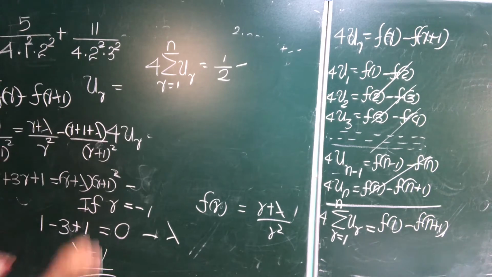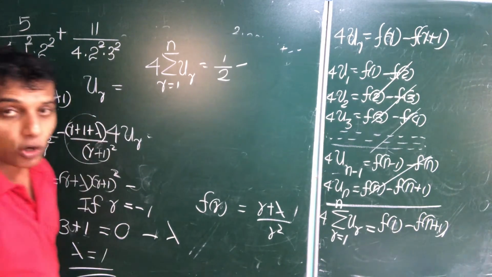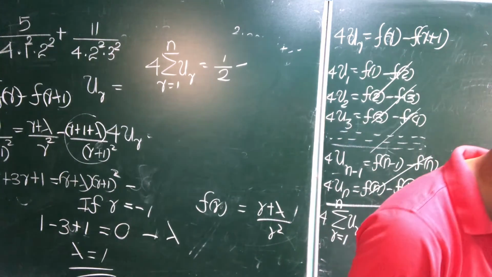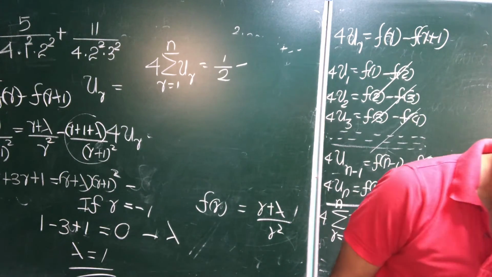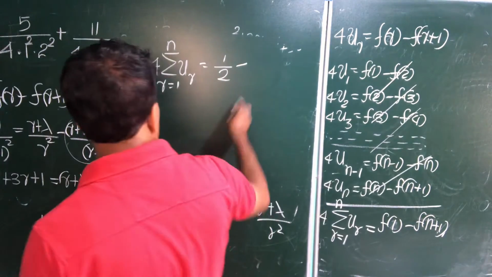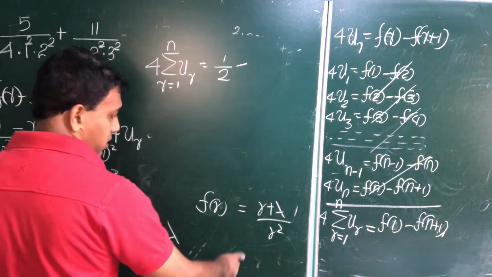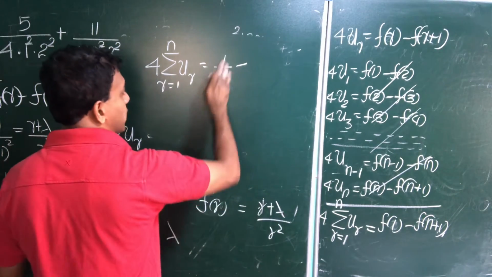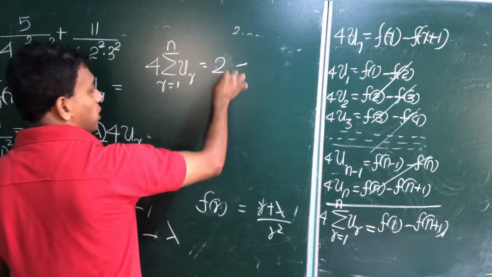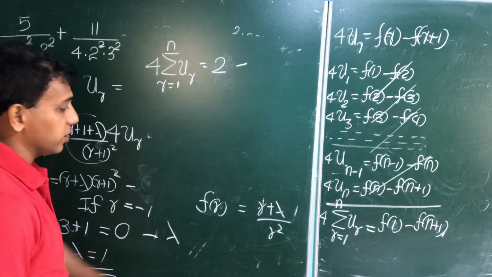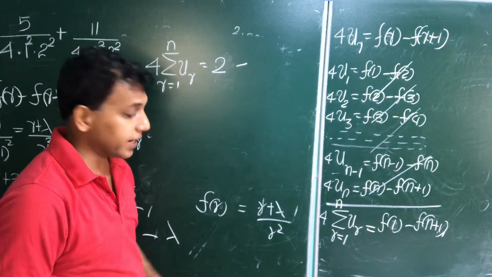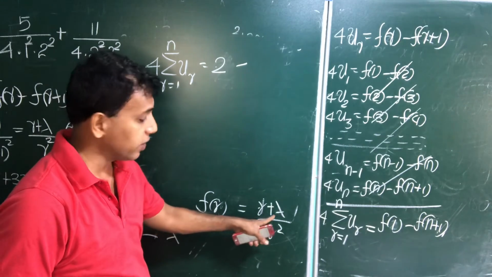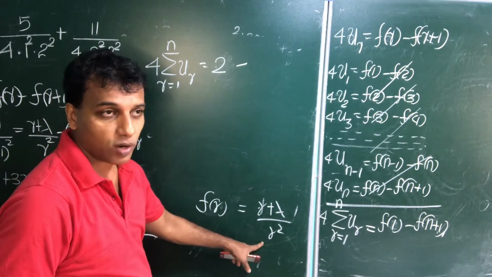You read here f of r plus 1 is what? You know the lambda value. Therefore apply for that. F of n plus 1 is what? Check that. Here's f of r. Put r for 1. Lambda also 1. 1 plus 1, 2. Below that 1, right? So f of 1 is 2.